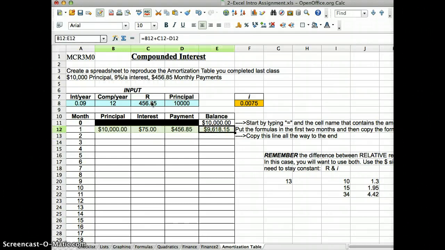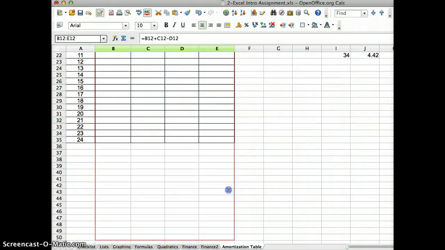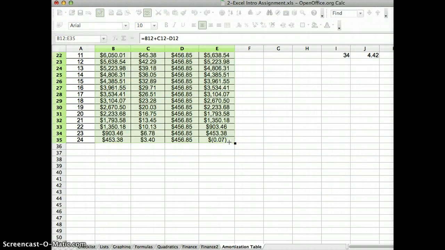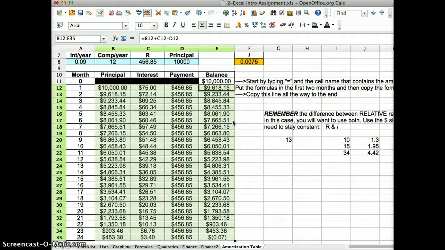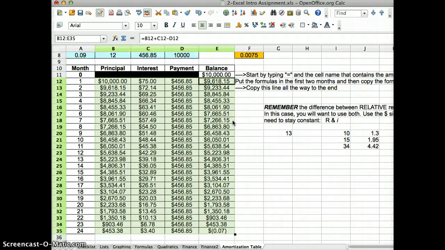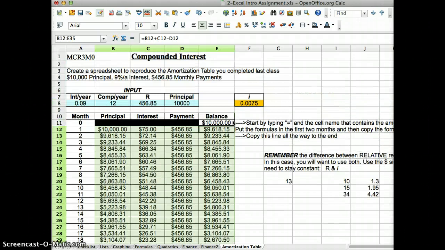and there it goes. Now I'm going to drag it down till the end and see if we end up with -7 cents. And there it is. A little bit faster than doing it by hand, right? Pretty good stuff. Well, practice it, and then on the day of the assignment, you'll just ace it.